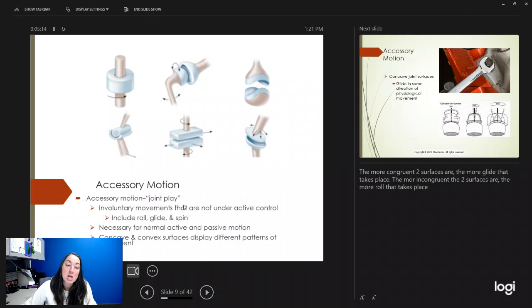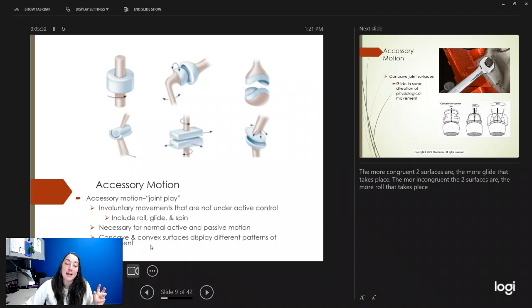Accessory motions, which are also called joint play, are involuntary movements that are not under active control, but they are necessary for normal active and passive motion. So some of those movements include roll, glide, and spin.